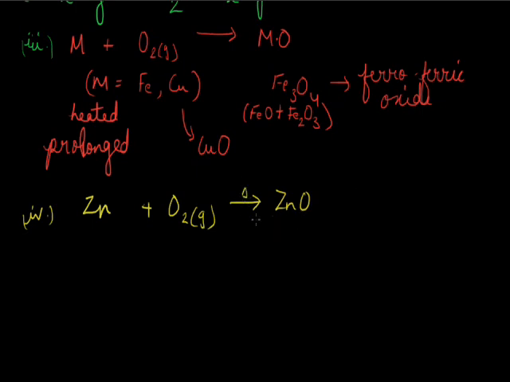Okay, here delta is shown for heating. So this zinc oxide is formed when zinc and oxygen are heated. They burn in air only on strong heating to form their oxide. These were the reactions of metals with oxygen. So you have seen different categories of metals reacting differently with oxygen.